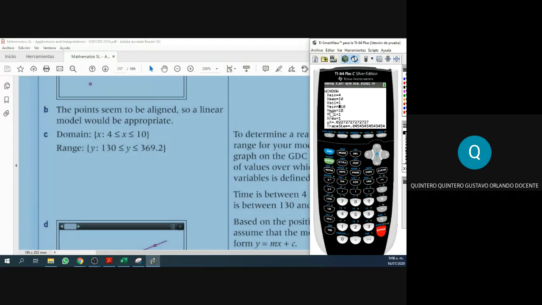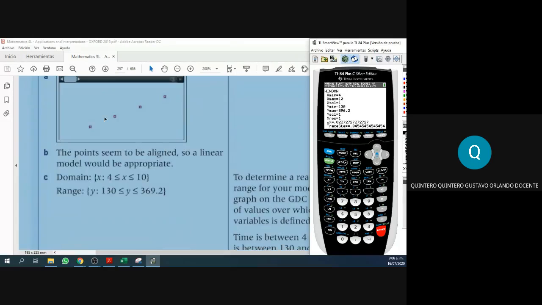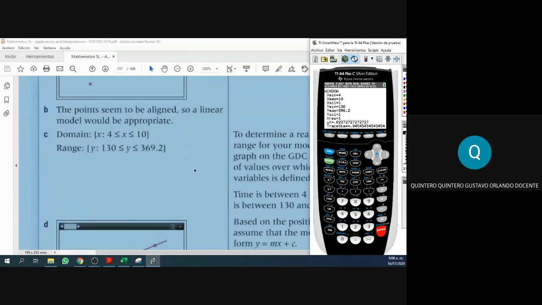And let's say that y is going to go from 130 to 369.2. I just choose to change the domain and the range because I want to have these same points. So if I graph again, this should be my graph. Look at that. How beautiful is that? All right, the graphing method is just using the graph to find the value. And this is how you do it.